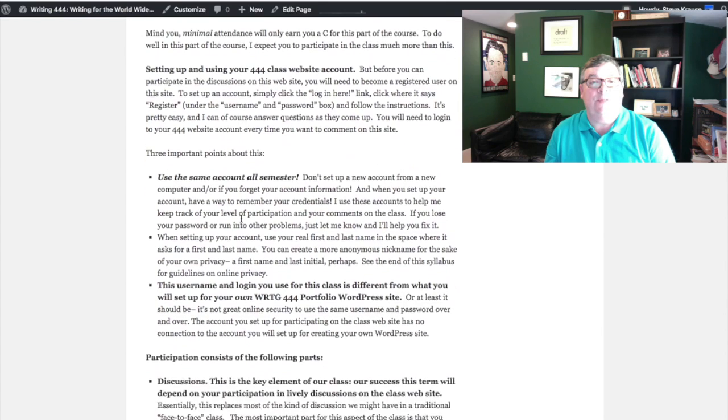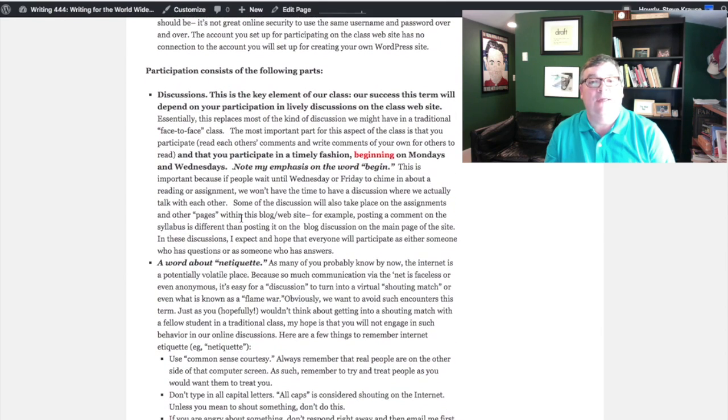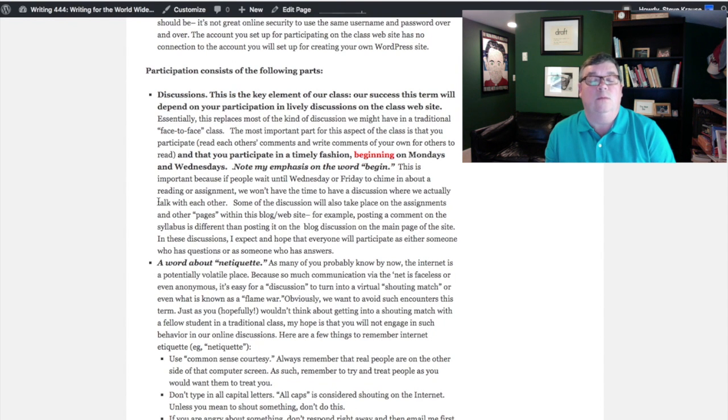These are the rules for participation. I think the key thing here is that even though the discussions are online, and even though that means they can happen across a couple of days, they have to start on Mondays and on Wednesdays in order for the discussion to grow. You'll note on the calendars it always says beginning on Mondays and beginning on Wednesdays. What I mean by begin is start.